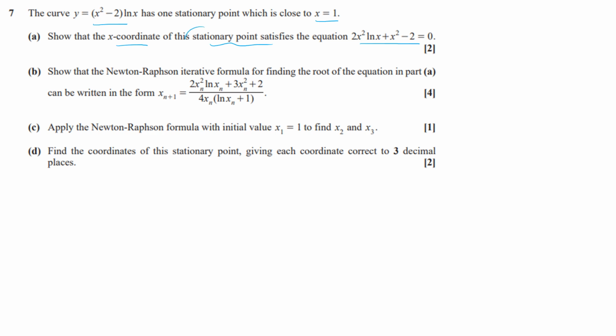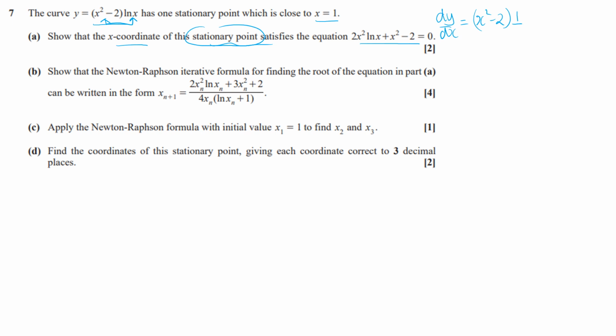So when we're looking for stationary points, we're going to be finding dy/dx and equating that to 0. Now, if we look at the equation, we can see it's two terms multiplied together that both contain the variable x, and we're going to be using the product rule. So that is the first, which is x squared minus 2, so x squared minus 2 times the differential of the second, which is ln x.